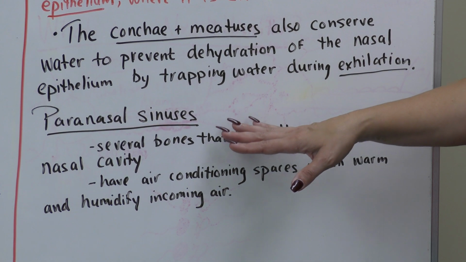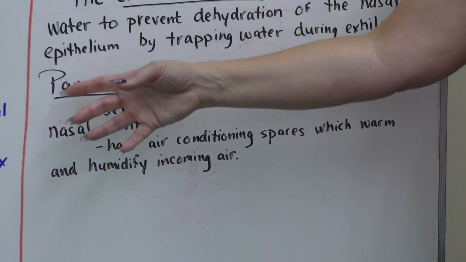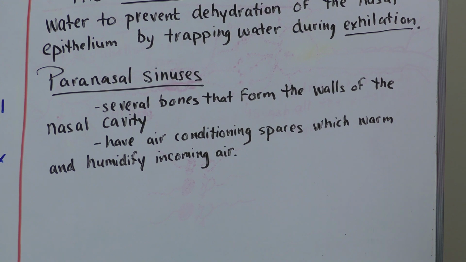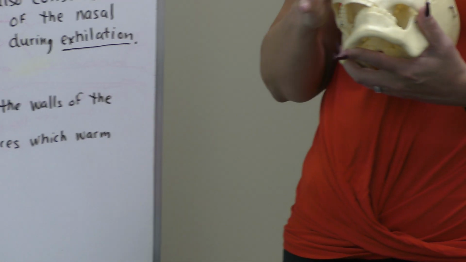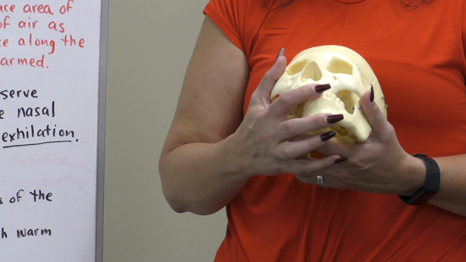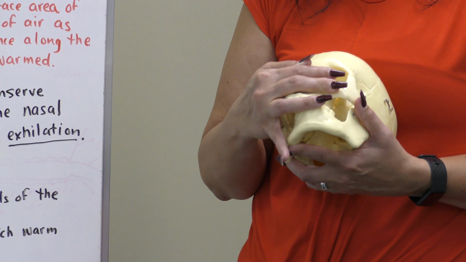The last thing we'll look at are what are called the sinuses, and a lot of people are familiar with those. They're called the paranasal sinuses, on the side of the nose, and there are several bones that form the walls of the nasal cavity, and they have air conditioning spaces, and those will warm and humidify the incoming air into your nose. You probably didn't realize there were that many things that were interesting about your nose.